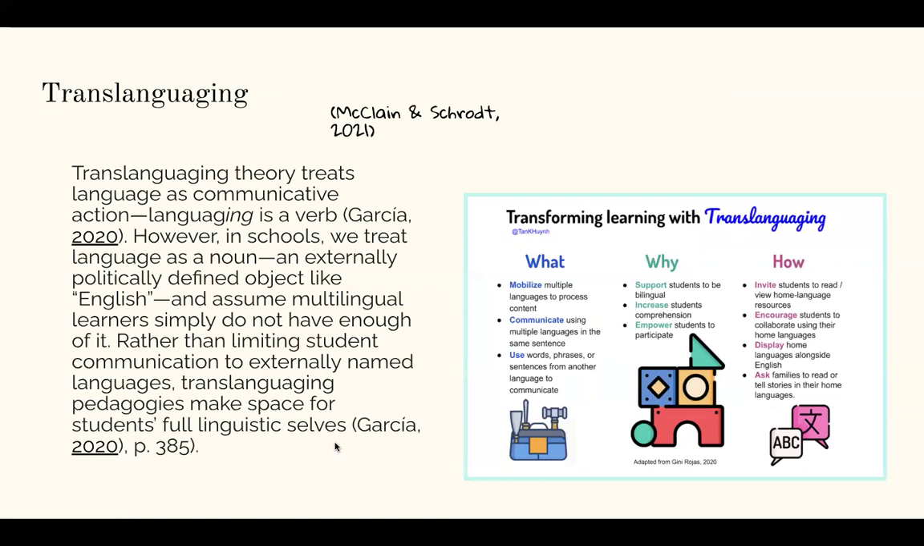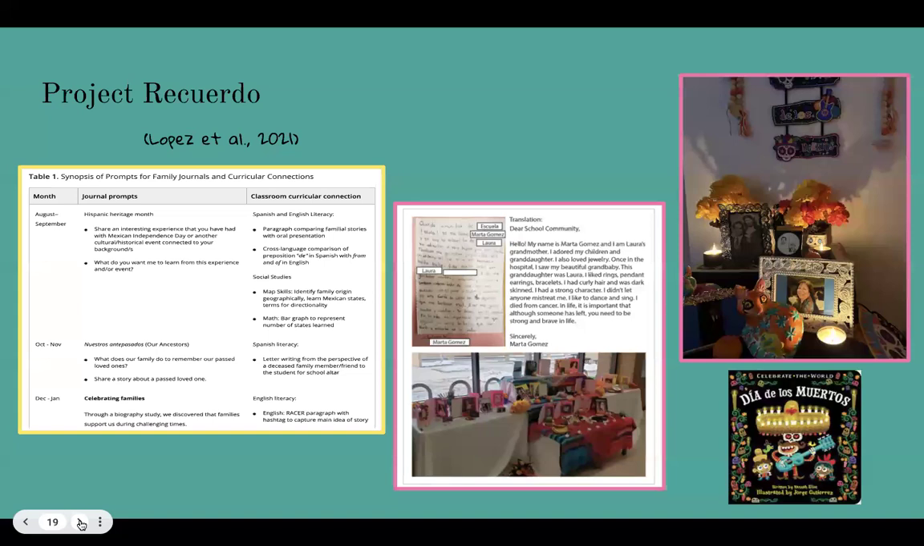Another way we can gain more insight into students' knowledge is through translanguaging. Similarly, there's a huge scholarship on this topic, but what I want to illustrate here is the idea of creating spaces for students to engage with literacy in multiple languages or to share their knowledge or questions using different languages or linguistic repertoires to engage in that effective meaning making.